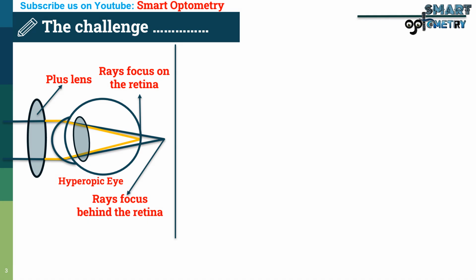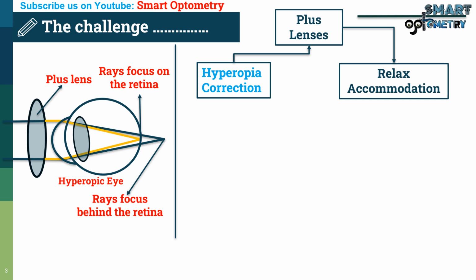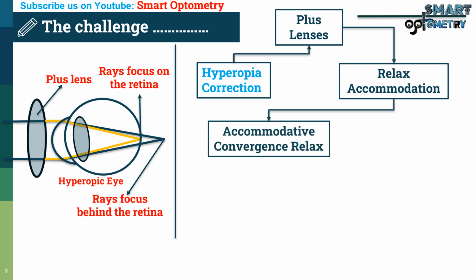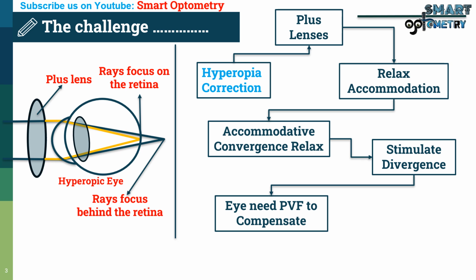The challenge of hyperopia correction in CI. In hyperopia correction, we use plus lenses that relax the accommodation. When accommodation is relaxed, accommodative convergence will also relax, which stimulates divergence of the eyes. To see the object single and clear, our eyes must converge, and our eyes use positive fusional vergence to compensate for this relaxed accommodative convergence.